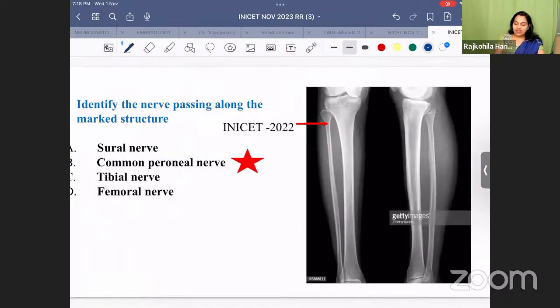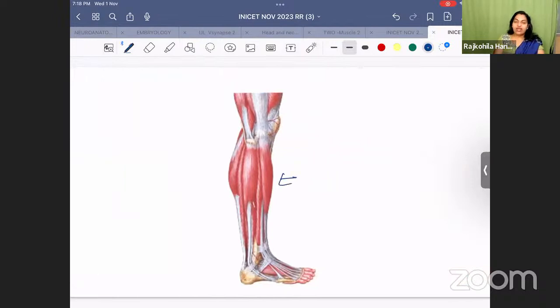Again, in the lower limb, the pointed structure is the fibula, the neck of the fibula. The common peroneal nerve winds around it. So this common peroneal nerve is going to divide into the superficial peroneal nerve and the deep peroneal nerve. The deep peroneal nerve supplies the muscles of the front of the leg. What do the muscles of the front of the leg do? They try to elevate your foot, right? It's called dorsiflexion, the dorsiflexion of the ankle. So all these muscles in the front of the leg are innervated by the deep peroneal nerve.